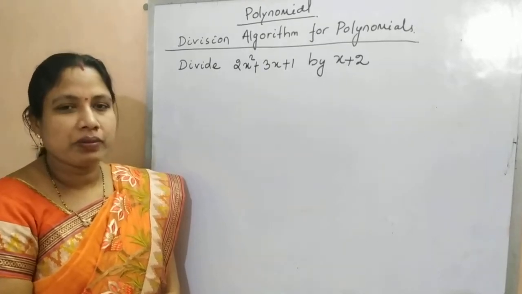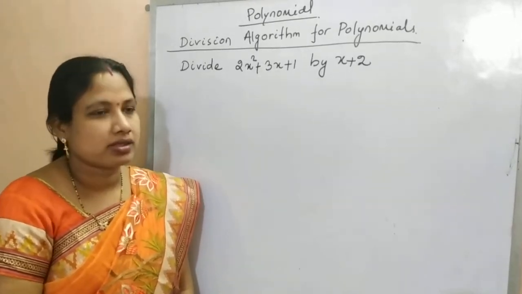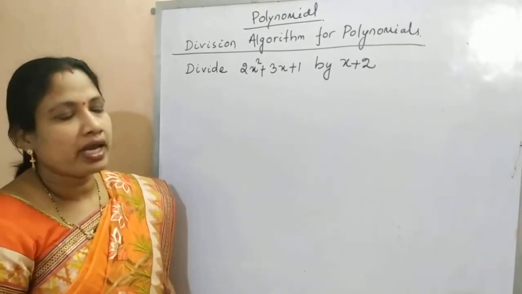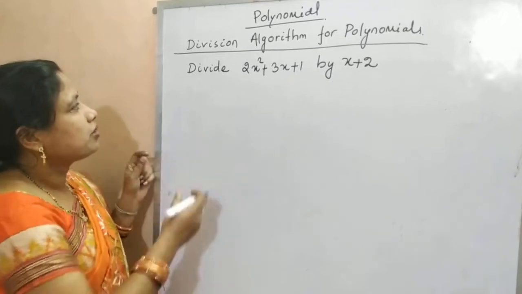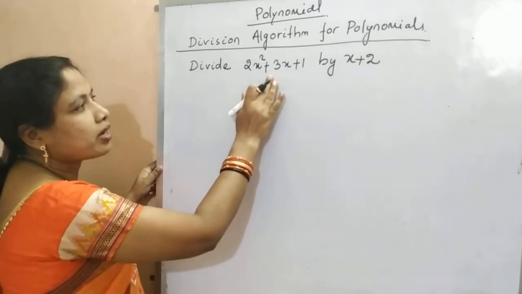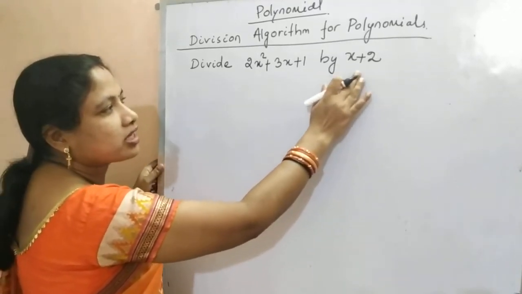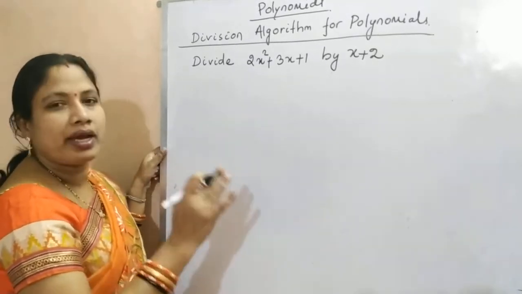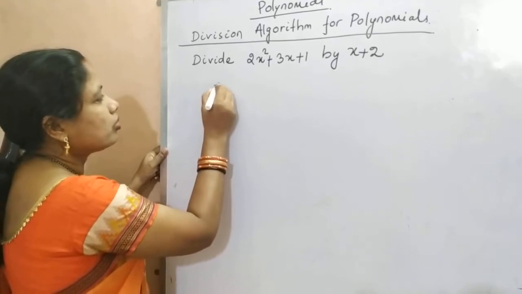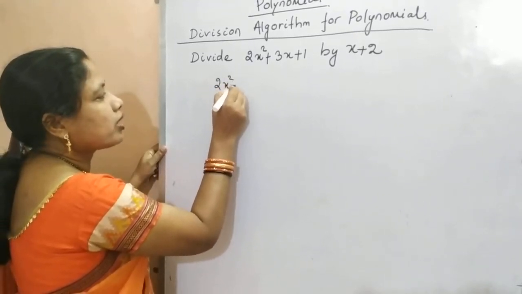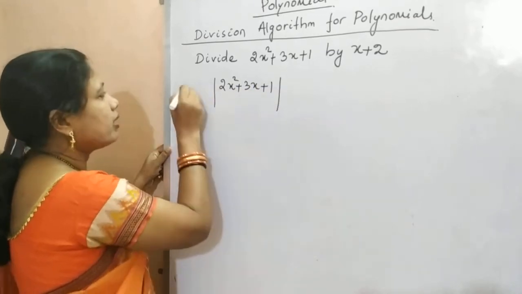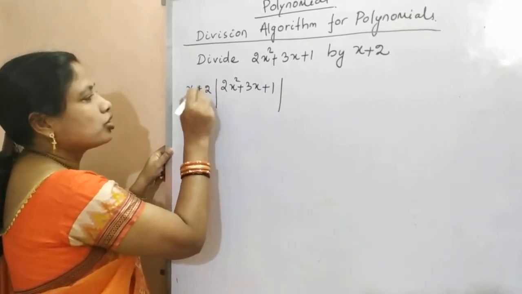In this session, we will learn about the division algorithm for polynomials. Before coming to the topic, I want to solve some examples here. So first example: divide 2x square plus 3x plus 1 by x plus 2. All of you know how to divide a polynomial by another polynomial. So let us start. 2x square plus 3x plus 1 divided by x plus 2.